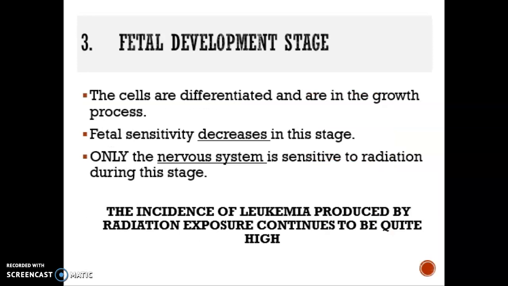So looking at the last stage again, which is the fetal development stage, in this stage the cells are differentiated and are in the growth process. Fetal sensitivity decreases during this stage, and only the nervous system is sensitive to radiation at this time. The reason for this is that the nervous system continues to develop until after the birth of the baby. It continues until adolescence. The incidence of leukemia produced by radiation exposure continues to be quite high during this stage as well, and functional disorders are possible.